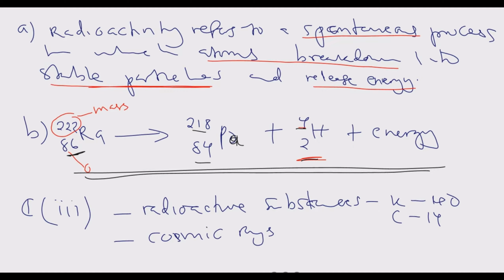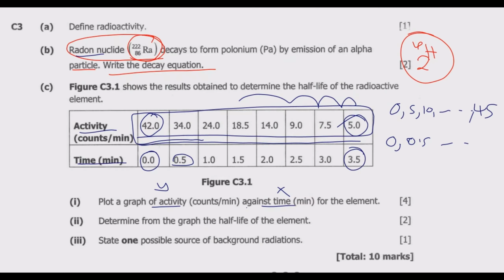These are the rays that are coming from the sun. So you are going to have things like the ultraviolet, visible light. All these contain some kind of radiation. So these are the two key sources. So once you do that, you are good to go. Basically this is how you answer question C3 to get the 10 marks.